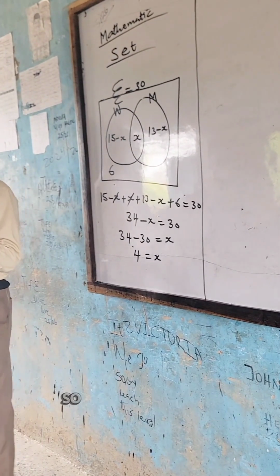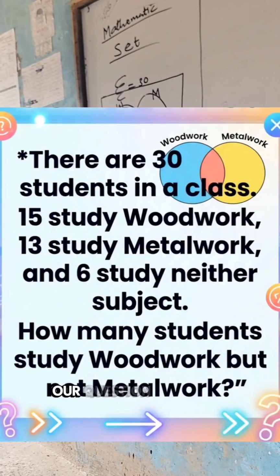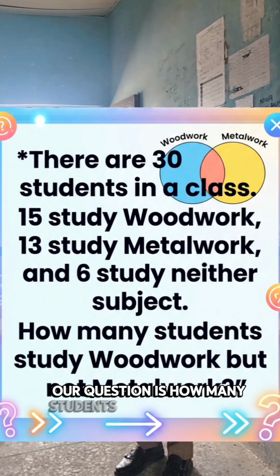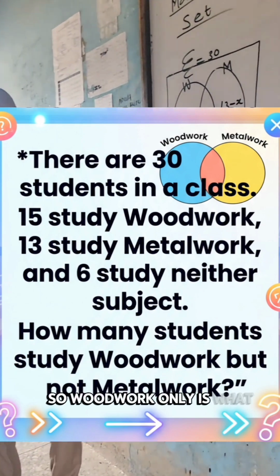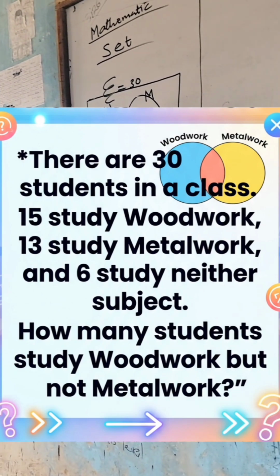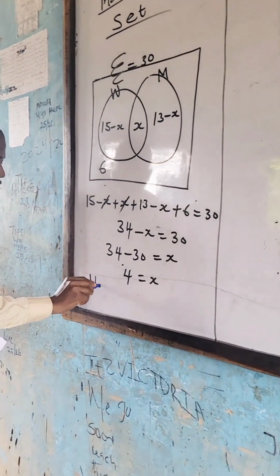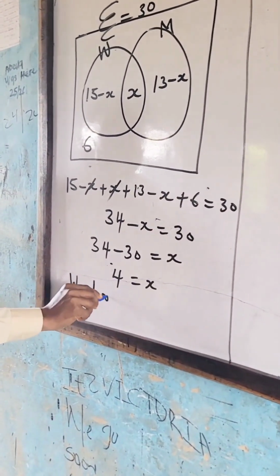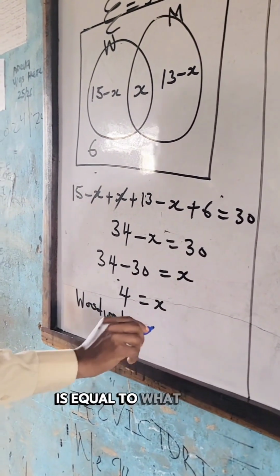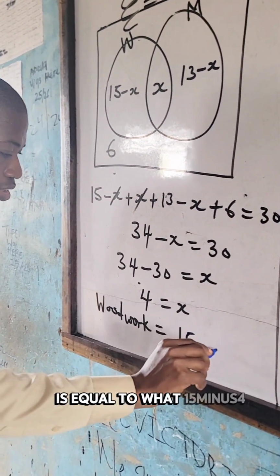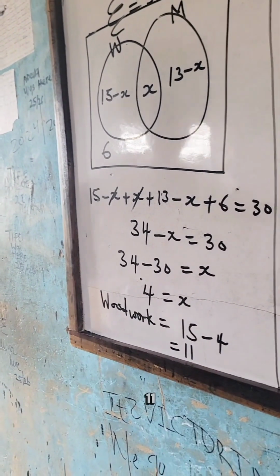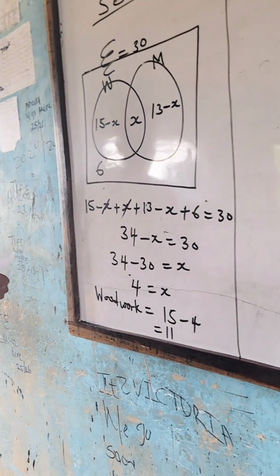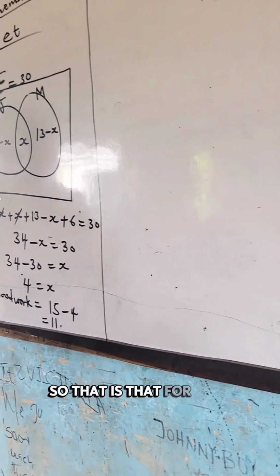Now that we have gotten the value of X, X are those combining metalwork and woodwork together. So what's our question? Our question is, how many students study woodwork only? Woodwork only is equal to what? 15 minus 4. What's that? 11. So that is that for number 1.